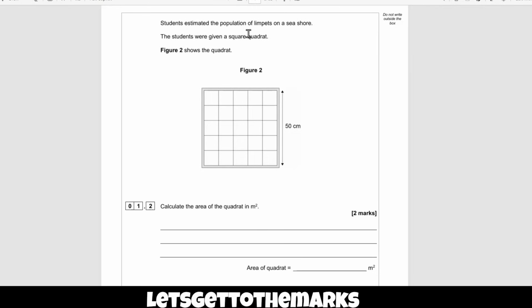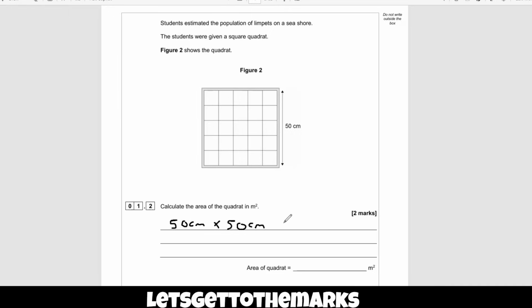Students estimated the population of limpets on a seashore. The students were given a square quadrat. Here's the quadrat. Figure 2 shows it. We got 50 centimeters that way. Calculate the area of the quadrat in meters squared. Right. Hopefully you know how to calculate area. You're going to do length times width. So we're going to do 50 centimeters times 50 centimeters.